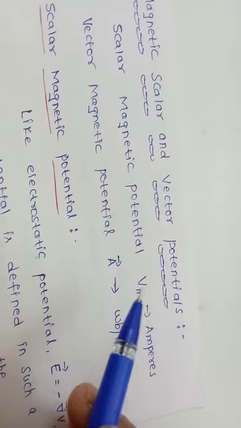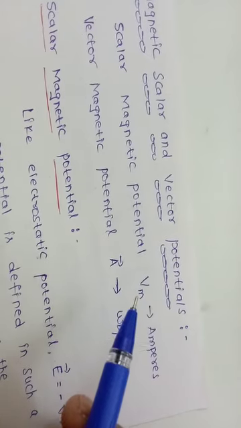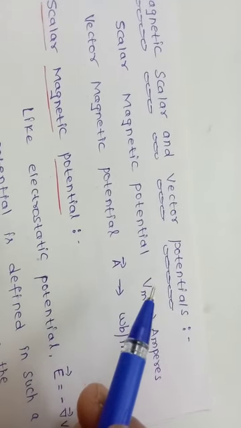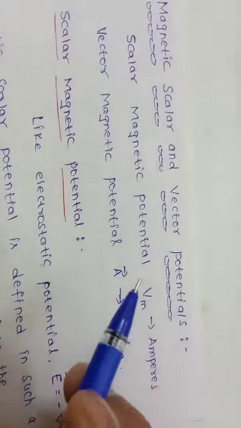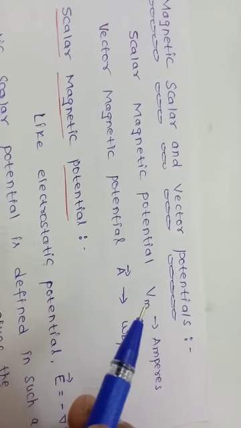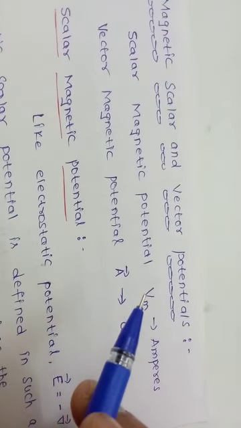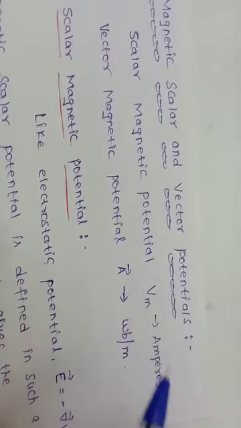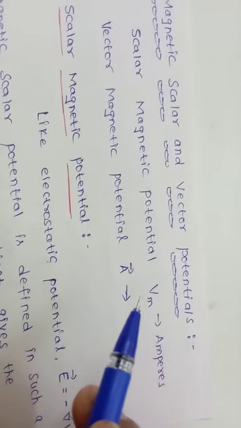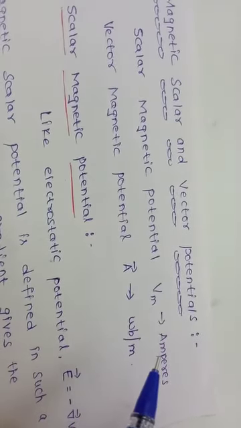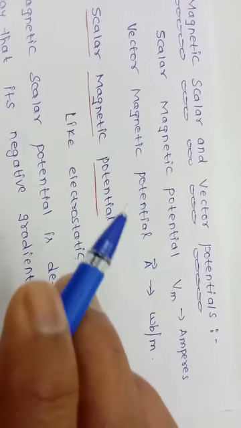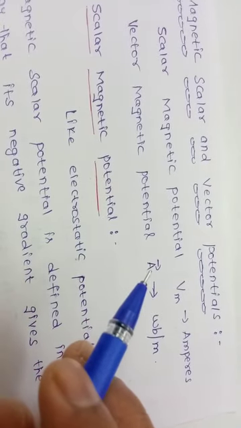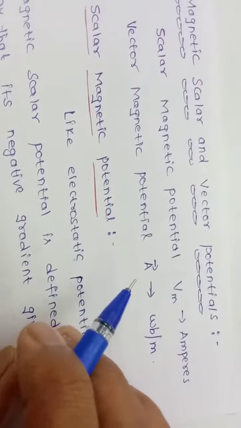Scalar magnetic potential is denoted by the letter V, where the suffix M represents magnetic. This is a potential we have seen in electrostatics also. V is the potential there, here also V is the potential, but the M suffix represents the magnetic potential. It is a scalar quantity. The unit of magnetic scalar potential is amperes. We will see how the units come later. Now we have a vector magnetic potential. It is denoted by A vector. The units are Weber per meter.